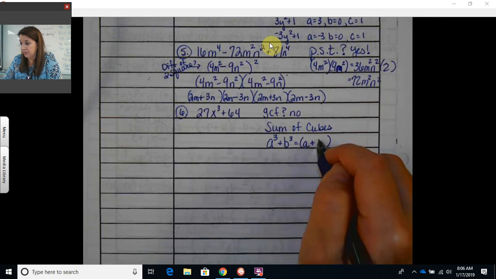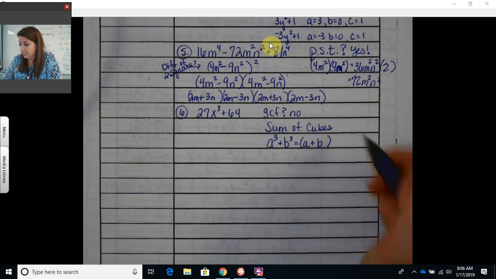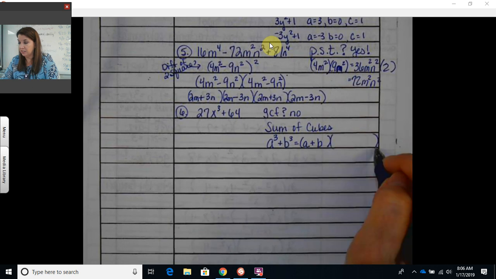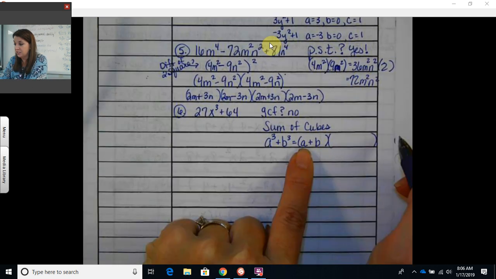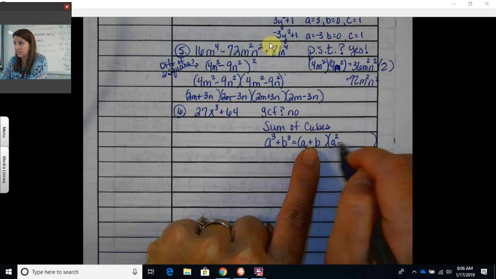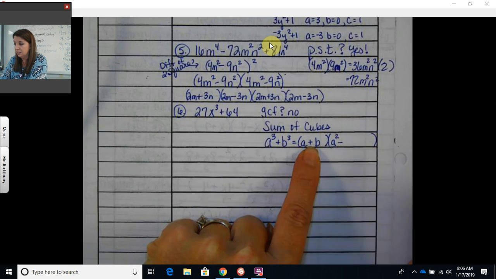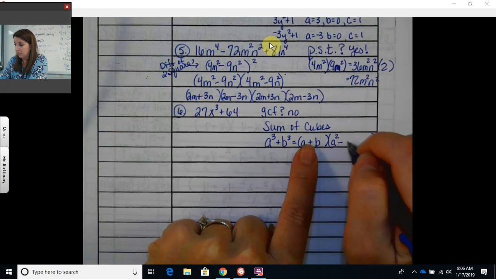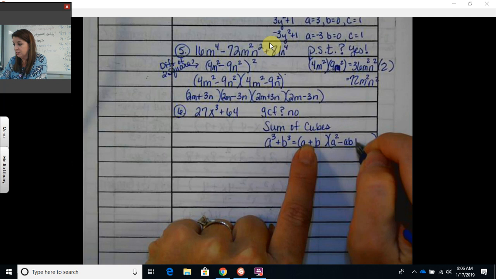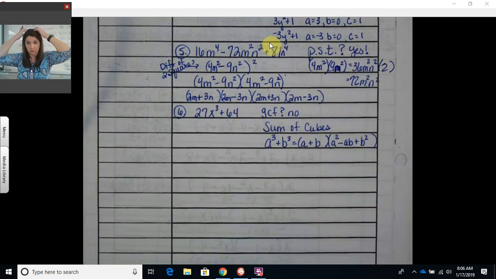B. In the second set of parentheses, it's going to be a trinomial. Whatever the first term is in the first set, you square it. The sign is opposite of what it is in the first set. Middle term, you multiply these two together, so A times B is AB. You always add the last term for sum of cubes, and then you square the second term to get the last term. Okay?